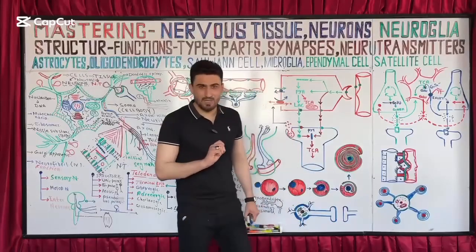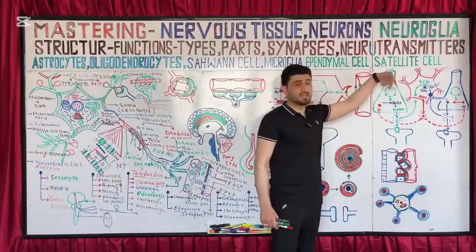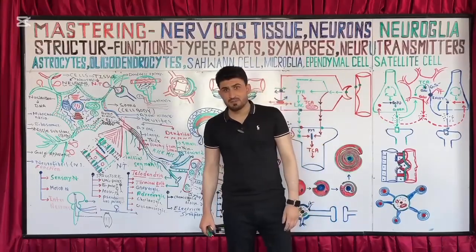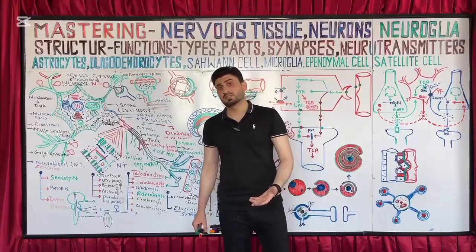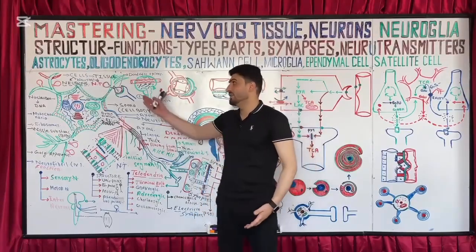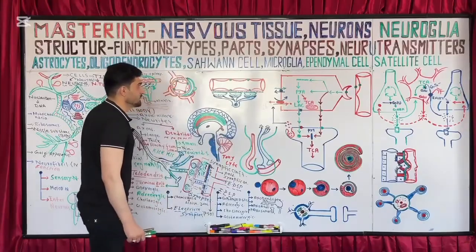Once again, welcome back. In this part of the video, I'm going to talk about neuroglia or glial cells. As I mentioned before, neuroglia or glial cells are supportive cells of the nervous system. They are not functional cells like a neuron. So let me talk about different types of neuroglia.